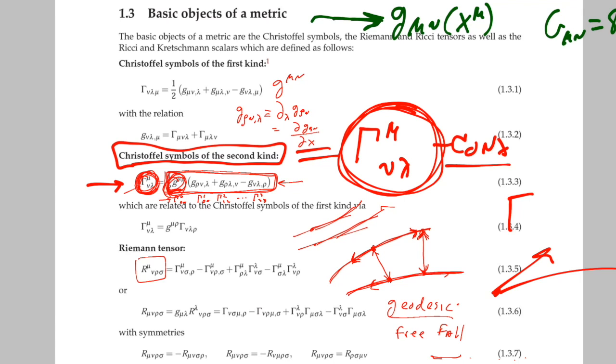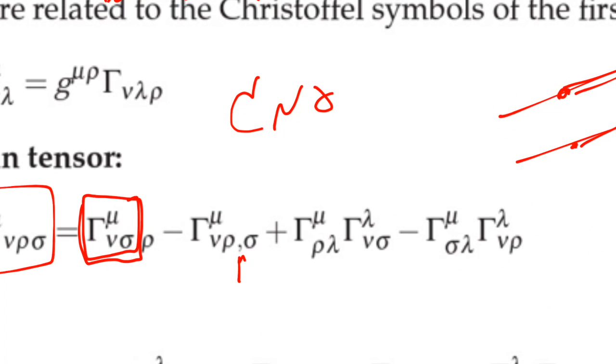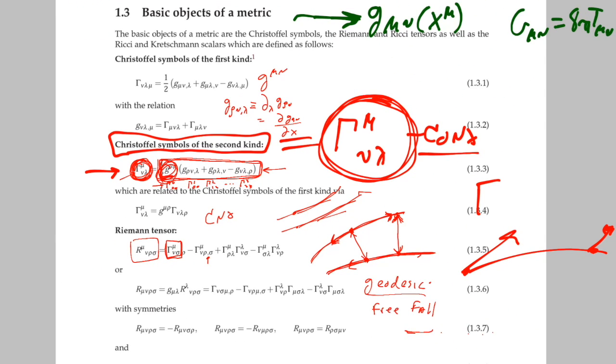But notice the Riemann tensor depends on the Christoffel symbol of the second kind, which is the connection. And it depends on this connection's derivative, right? That's what this comma is. You see that little comma there? That tells you you're taking a derivative. Regardless, taking a derivative is easy. It still depends on the connection, on the Christoffel symbols, which depends on the metric. So this thing depends on the metric.